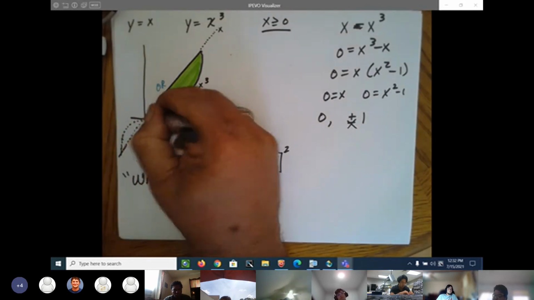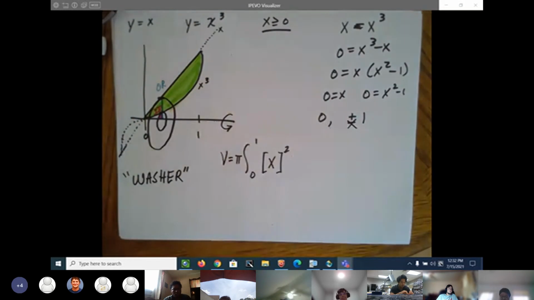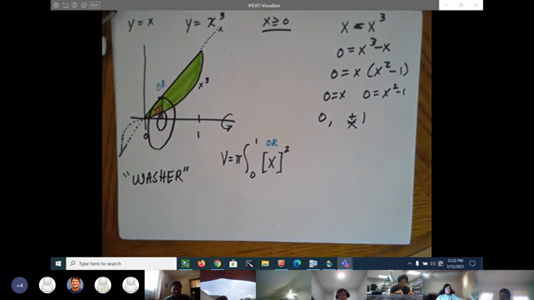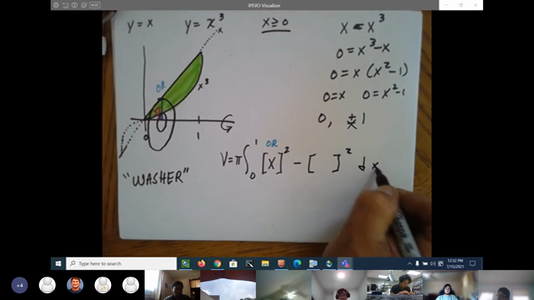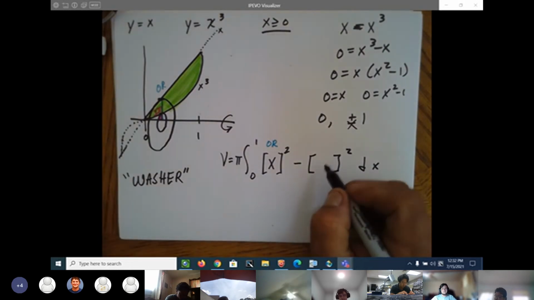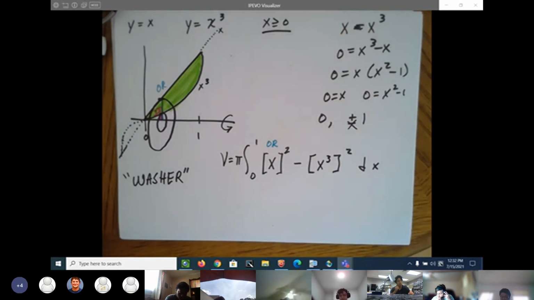And there's the inside radius. So this is your outside radius, and we're going to subtract the inside radius. And that's going to be x cubed. And that's the inside radius.